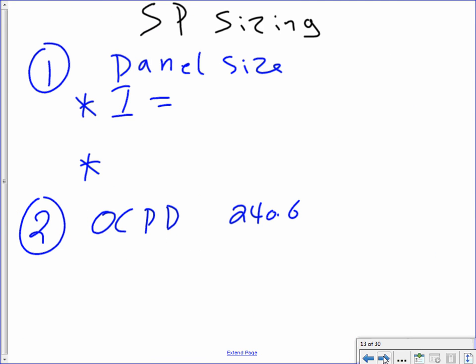Now that we know all the sizes, we're going to go size the service panel. The first thing we need to do is size the service panel. The first panel is the service panel. So let's go to the service panel.